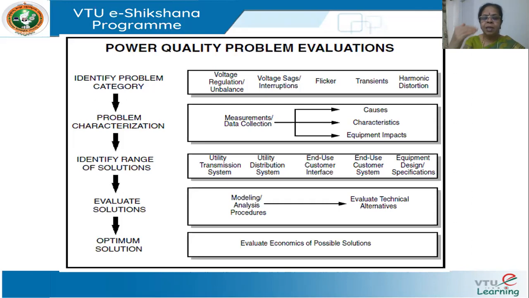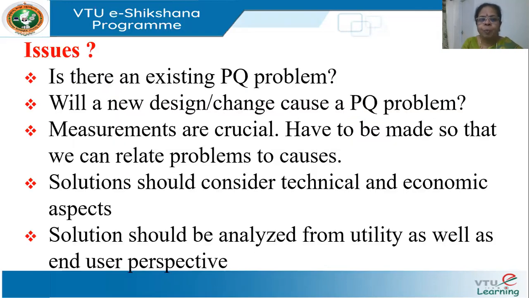So these five steps are the general steps. Identification of the problem, very logical. Then characterization, which would include measurements to be made. And then coming up with a range of solutions, and then evaluation of the solutions and choosing the optimal solution. So this is called the power quality problem evaluation procedure.